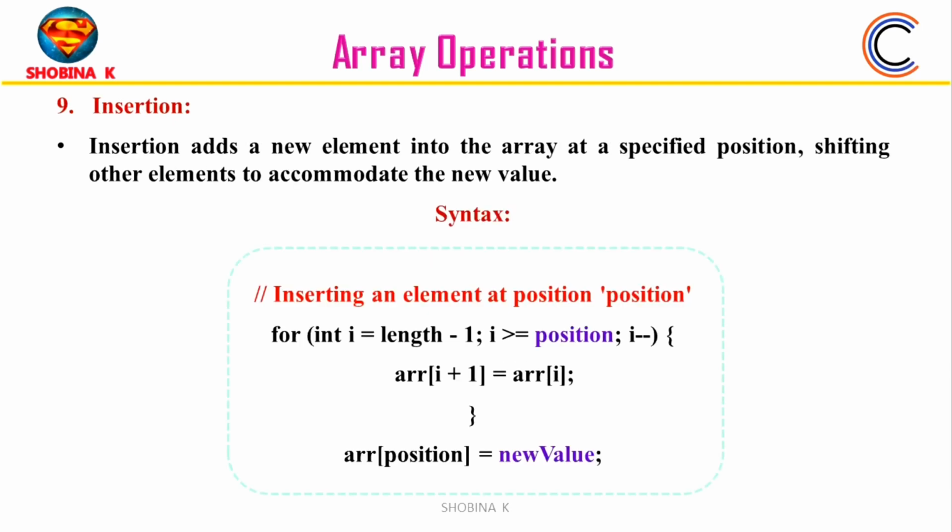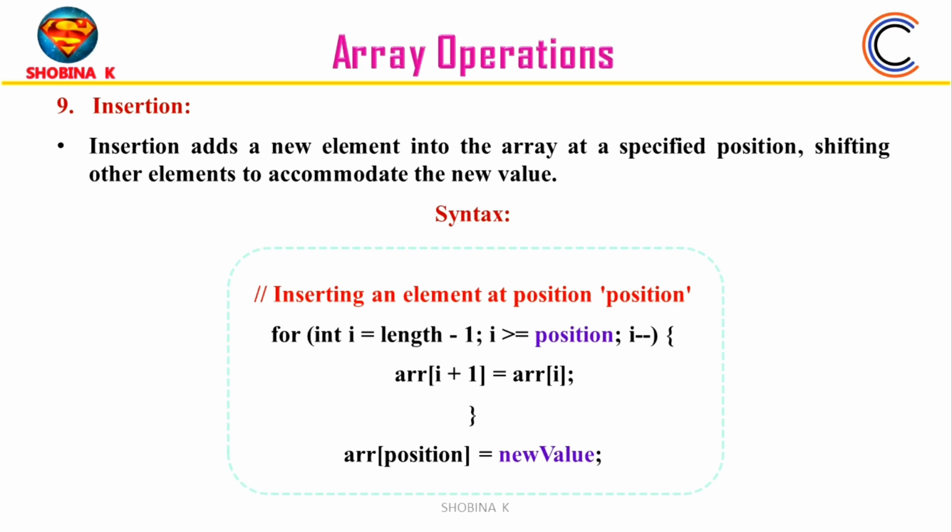And the next operation is insertion. Insertion in an array involves adding a new element at a specified position. So when we add a new element to a specific spot in the array, it usually means moving some other elements around to make space for it. This process ensures that the array maintains its order and the new element becomes part of the sequence.